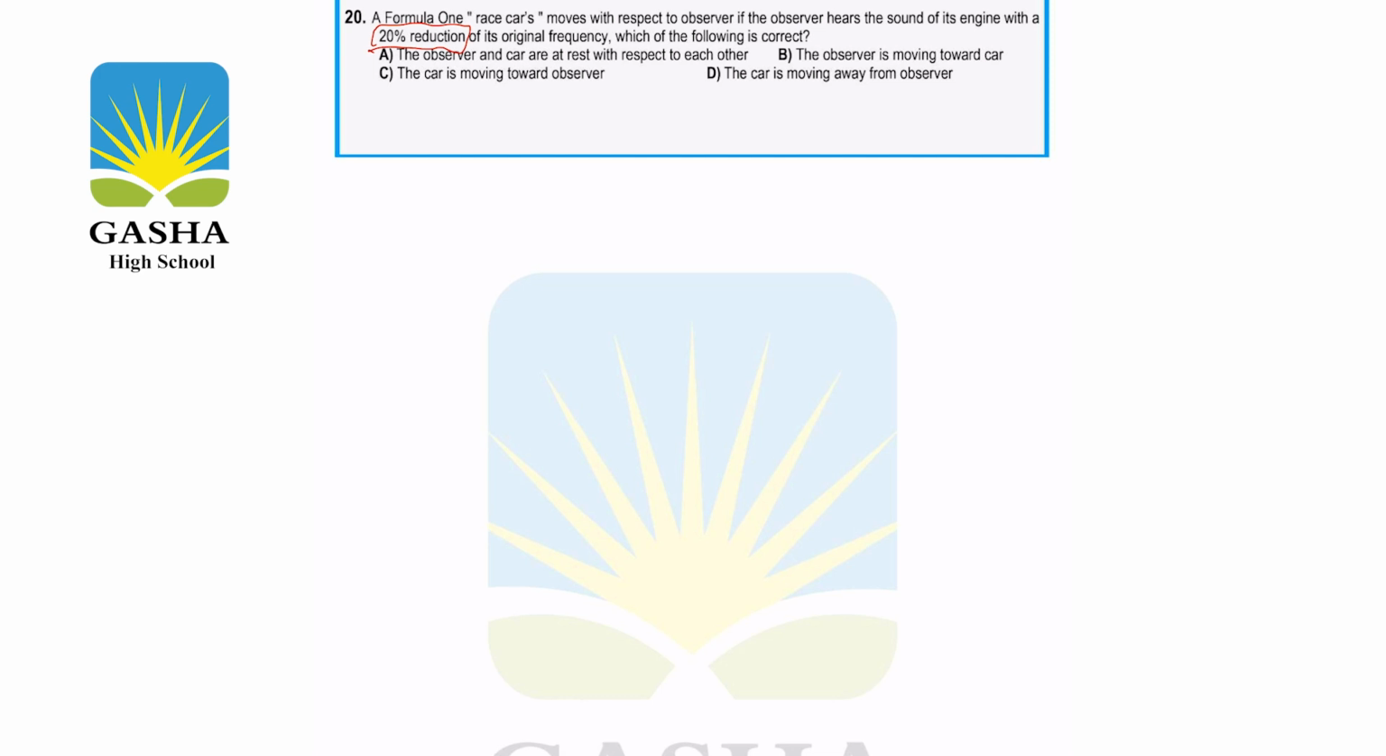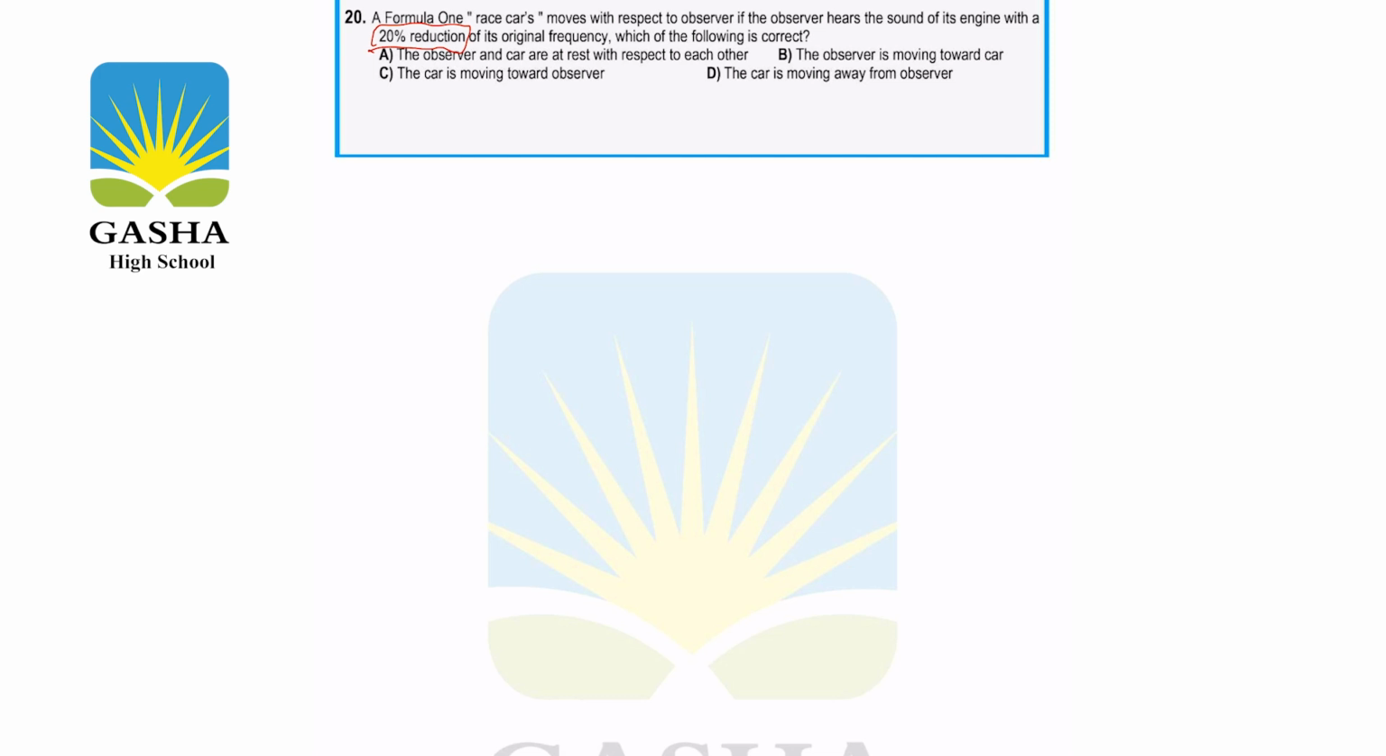A says the observer and car are at rest with respect to each other. We already know the Doppler effect doesn't occur when both observer and source are stationary. So A is not the correct answer. B says the observer is moving toward the car. When an observer moves toward a source, the frequency heard by the observer increases, not decreases. The question says 20% reduction. Similarly, if the car is moving toward the observer, again the observer hears a higher frequency than the original frequency.